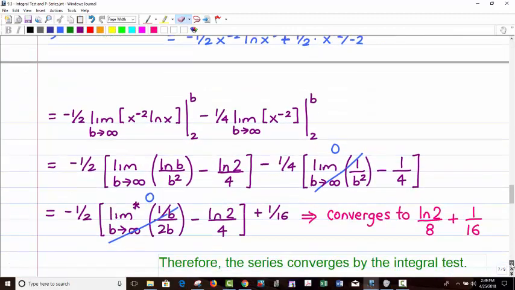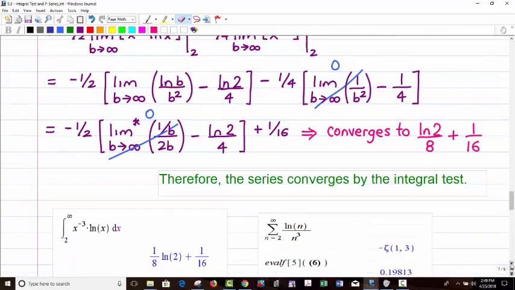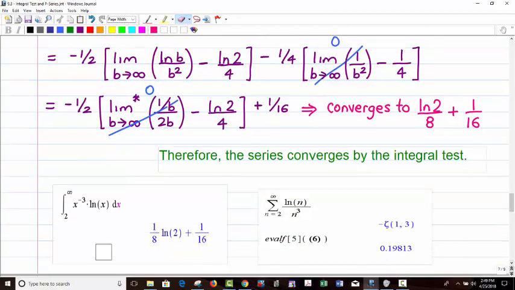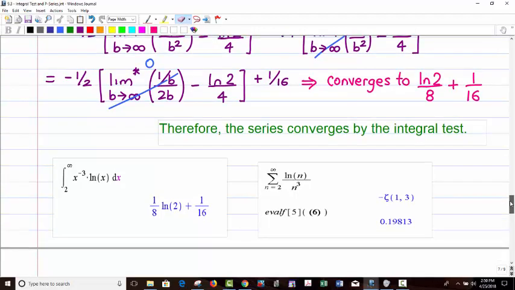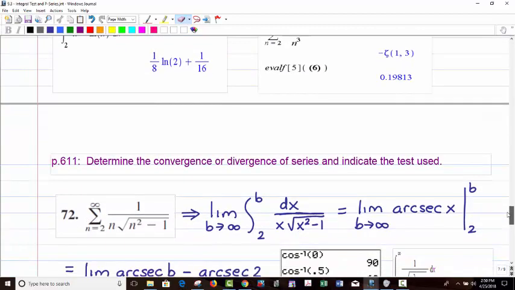Let's see. Oh, okay, there, I put it in Maple just to show that I got it right. So there it is, and there's the answer from the actual series itself. But like I said, not important. But the fact that the integral converged means the series converged.